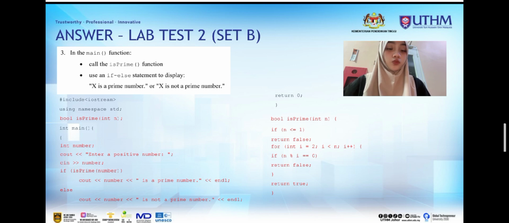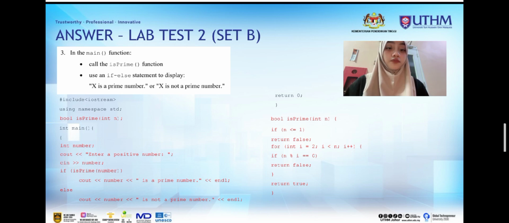If the loop finishes without finding any divisor, the program executes return true. This means the number cannot be divided evenly by any number other than 1 and itself. Therefore, the number is a prime number.